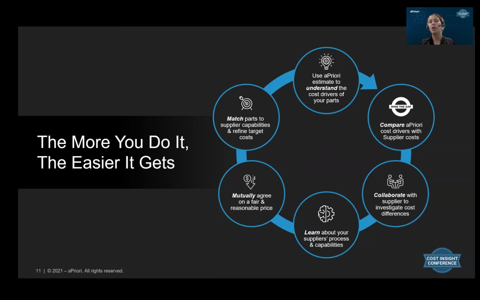We had a customer say she used aPriori data to negotiate quotes for brand new parts a few times. And after a few times negotiating, the supplier quote started coming in line with the aPriori estimate on all other parts, so she didn't have to negotiate anymore. The more you do this process with the supplier, the easier it gets because you refine your model, you learn their processes, and they learn that you have this new tool. And eventually, you may approach a zero RFQ process where you and the supplier agree on the aPriori model and you are just issuing purchase orders at the estimate. One of our customers does this today.